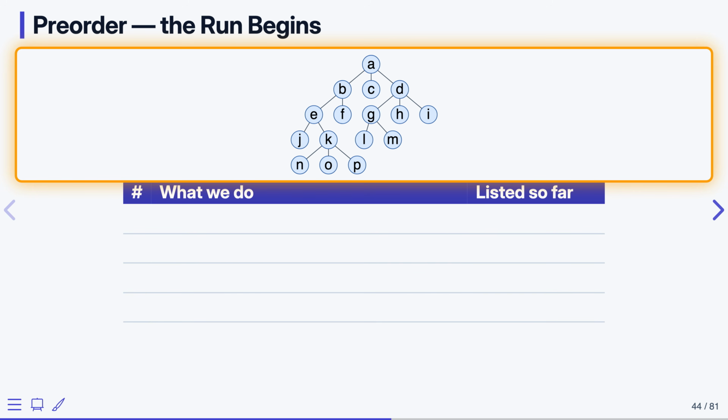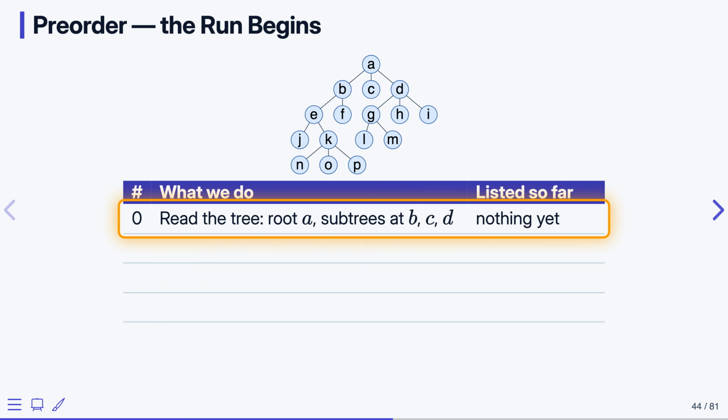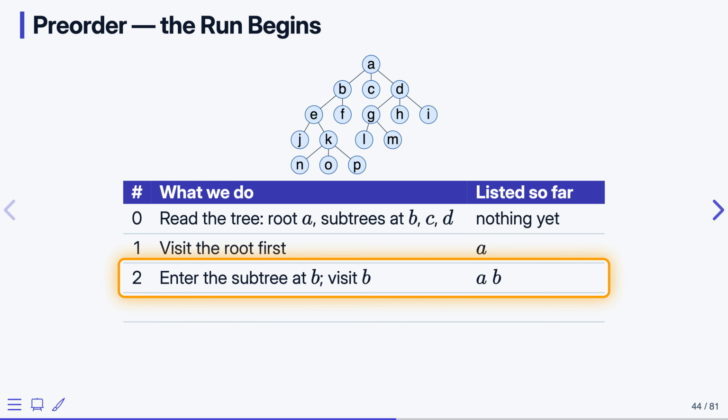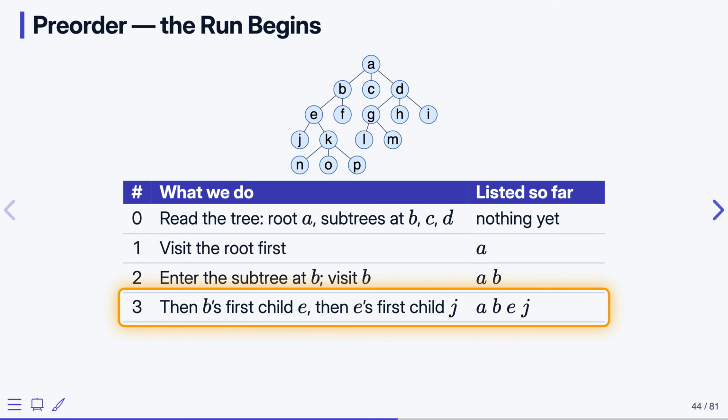Let us run preorder on our tree, one step at a time. Step 0. Read the tree first. The root is A and it has 3 subtrees hanging under B, under C, and under D. Step 1. Preorder visits the root first, so we write down A. Step 2. Now the first subtree, the one at B. Inside it, the root is B, so we write down B. Step 3. Now B's first child is E, so we visit E, then E's first child is J, and J is a leaf, so we write it down too. The list is A, B, E, J.